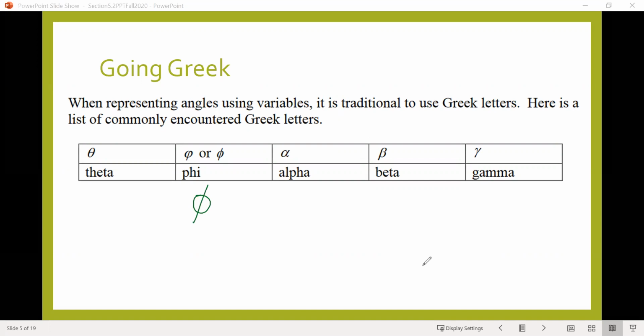Alpha, which looks like a cursive A. Beta, which kind of looks like a cursive B to me. And then gamma, which is the one that always seems strange because this really kind of looks like a Y, right? And when I draw this one, I usually do kind of a Y with an extra tail. So that thing there that I just drew is kind of my example of a gamma. Okay, so make sure you're familiar with and can recognize these letters.